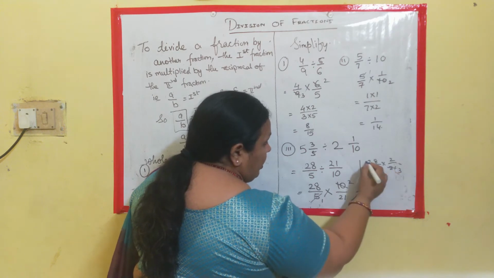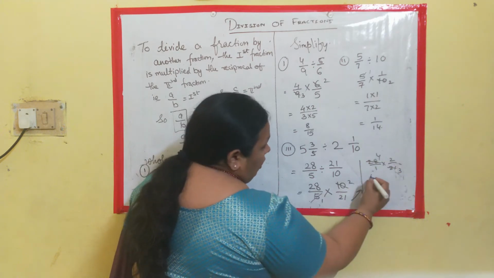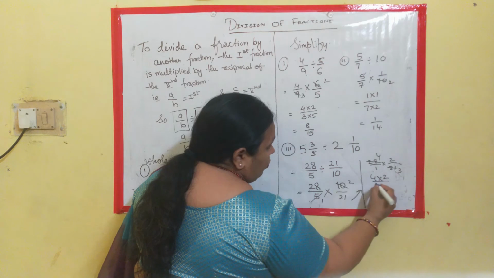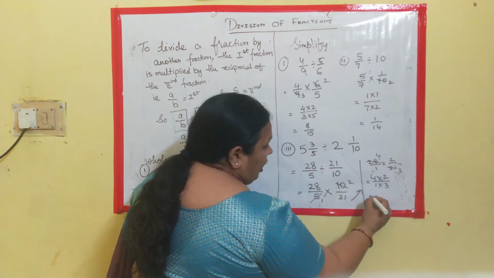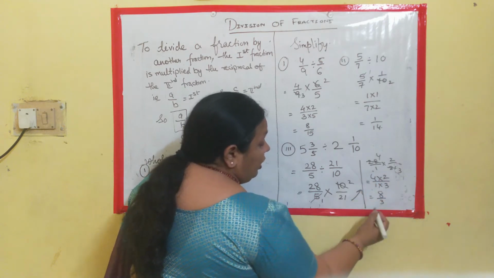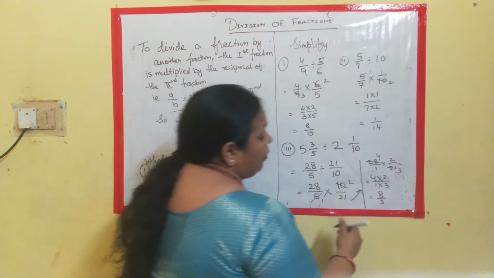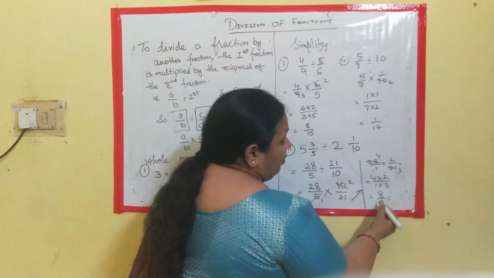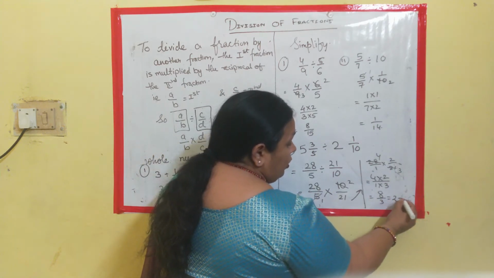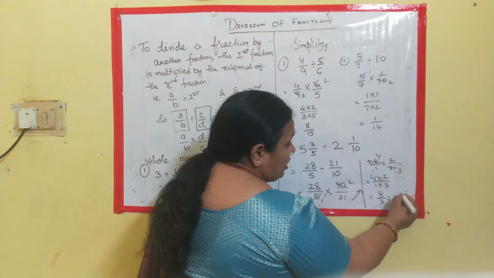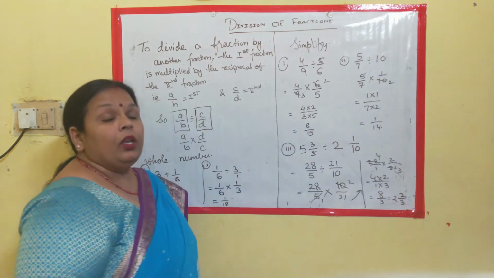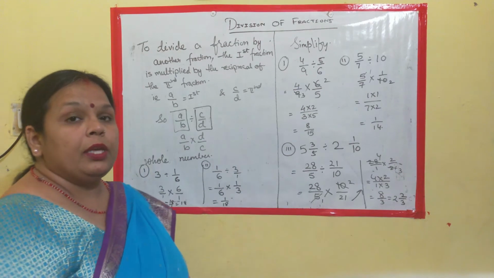Now here 7 threes are 21 and 7 fours are 28. Now we are left with 4 by 2 and 1 into 3. That is 8 by 3. 8 by 3 is an improper fraction, so we'll write it as 2 and 2 by 3. 3 twos are 6, plus 2 is 8. Clear? Now here we have seen the examples.